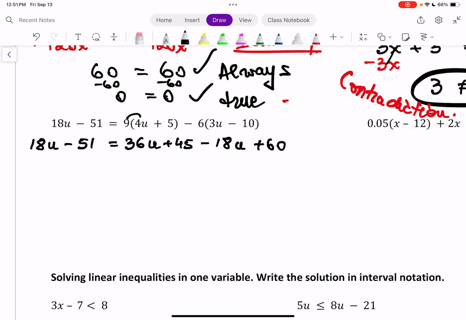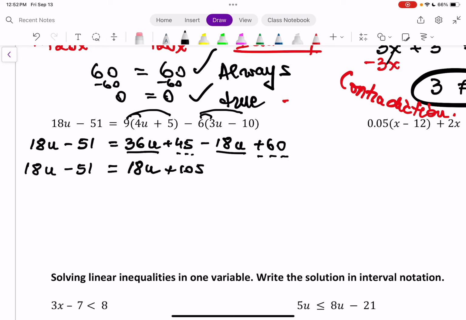9 times 4 is 36. 9 times 5 is 45. Negative 6 times 3 is negative 18. And negative 6 times negative 10 is positive 60. And now when I combine like terms, 36u minus 18u is 18u. 45 plus 60 is 105.